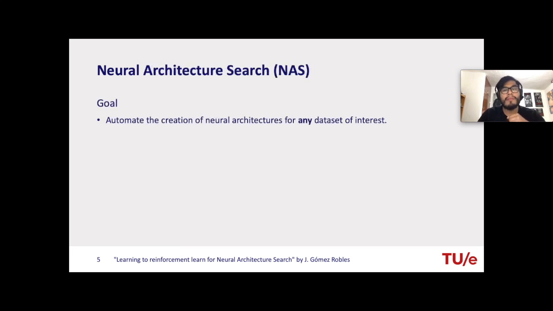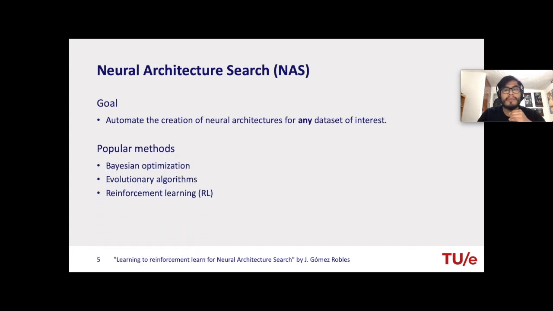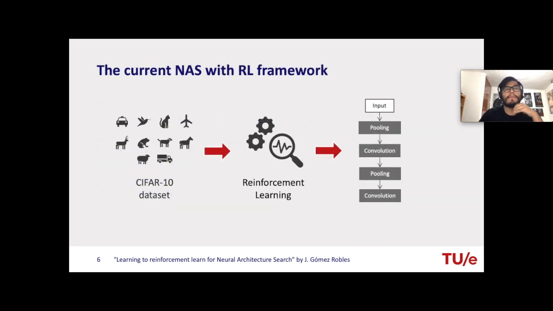The ultimate goal of NAS is ambitious. It tries to automate the creation of neural architectures for any dataset of interest. To accomplish this, researchers have investigated some popular methods, but my interest is in reinforcement learning because of its success on NAS in recent years. So far, NAS with RL has focused on finding state-of-the-art architectures for CIFAR-10 only. But let's remember that the ultimate goal is to output an architecture for any dataset.